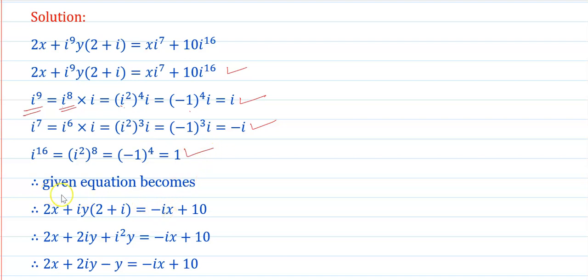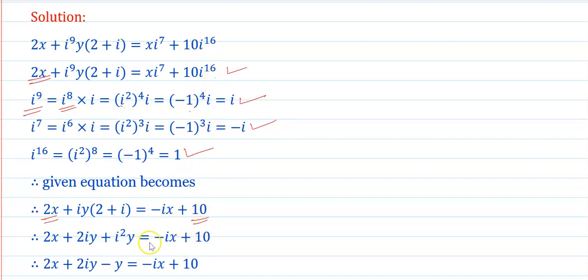Given equation becomes, now substitute the values. It is as it is 2x. What is the value of i raised to 9? It is i. i raised to 9 is i. That is i, y in bracket 2 plus i. What about the next? i raised to 7 is minus i, and hence you will get minus ix. And the last, i raised to 16 means what? 1. 1 into 10, you will get here 10.